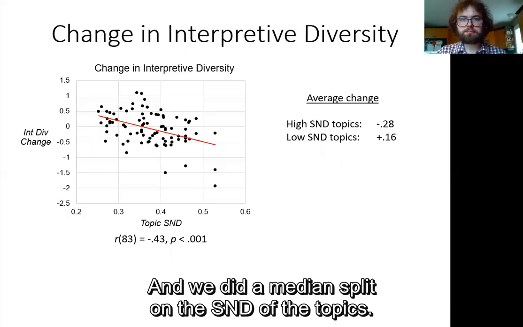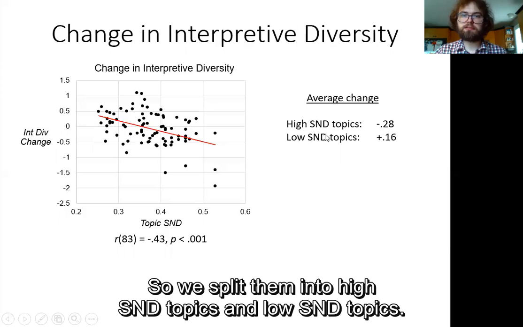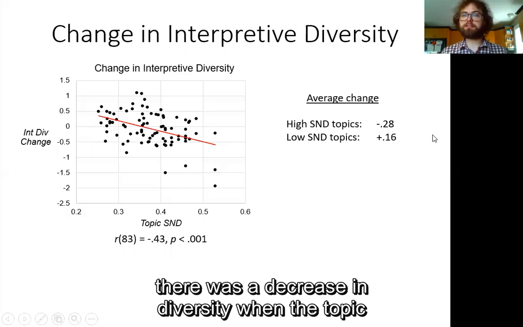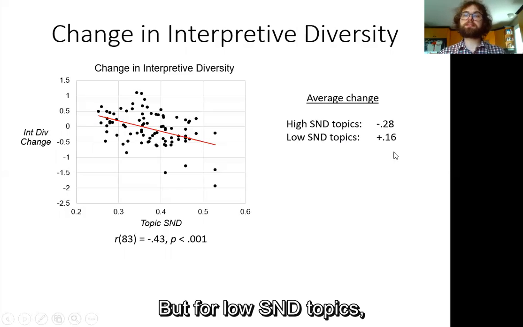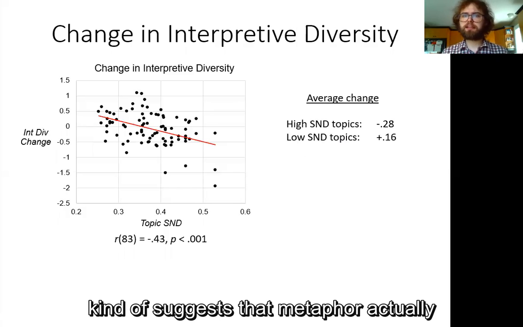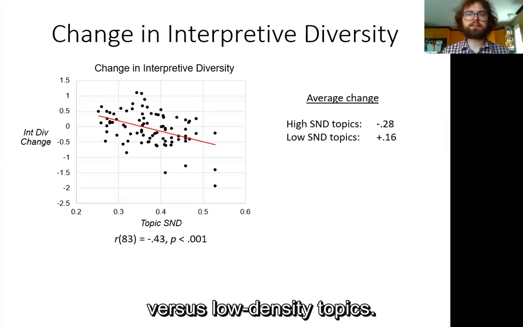And we did a median split on the SND of the topics. So we split them into high-SND topics and low-SND topics. And what we found was that for high-SND topics, there was a decrease in diversity when the topic was framed in a metaphor. But for low-SND topics, there was an increase in diversity. So this is interesting, kind of suggests that metaphor actually has an opposite effect on high-density topics versus low-density topics.